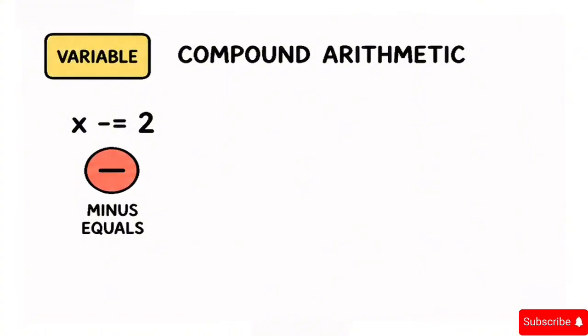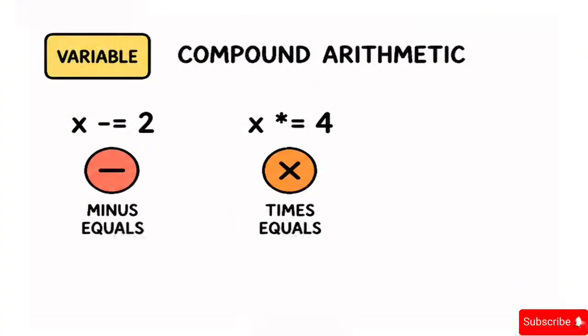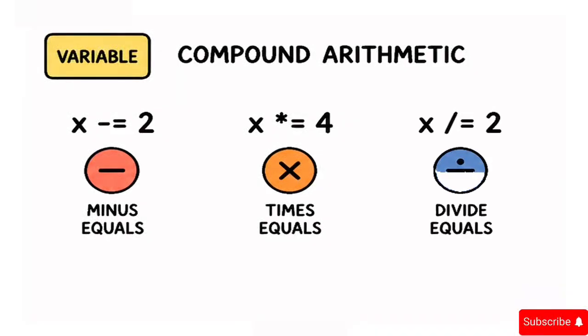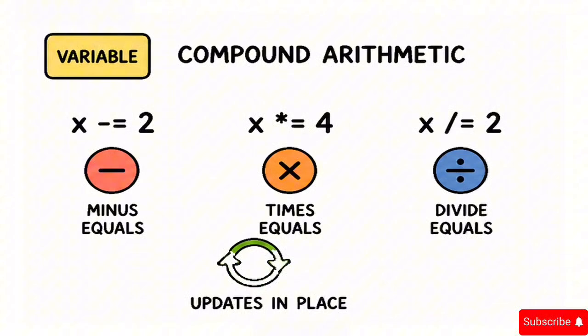Minus equals subtracts the right side from the variable. Times equals multiplies the variable by the right side. Divide equals divides the variable by the right side. Each one updates the variable in place.